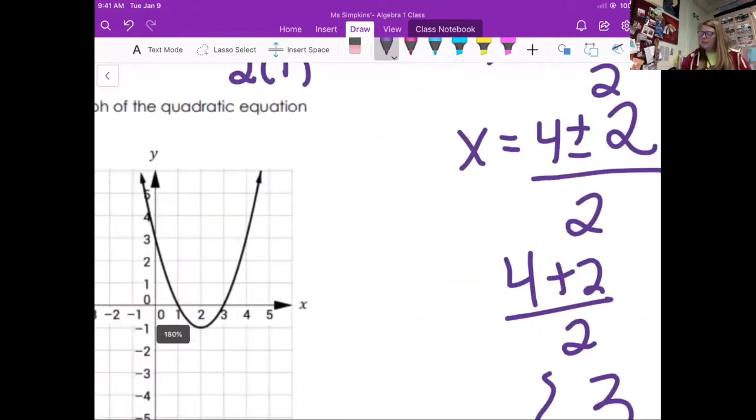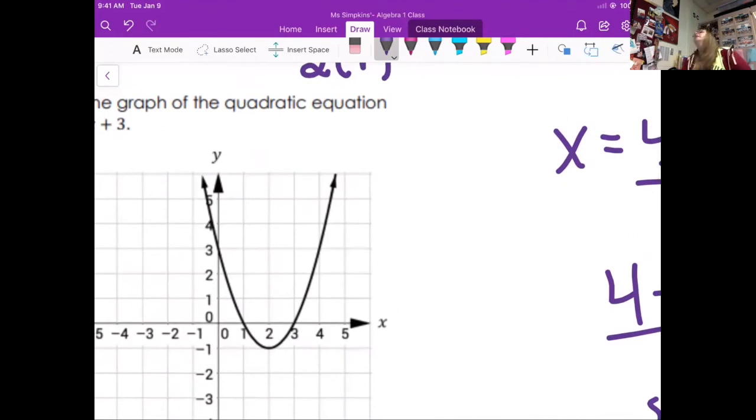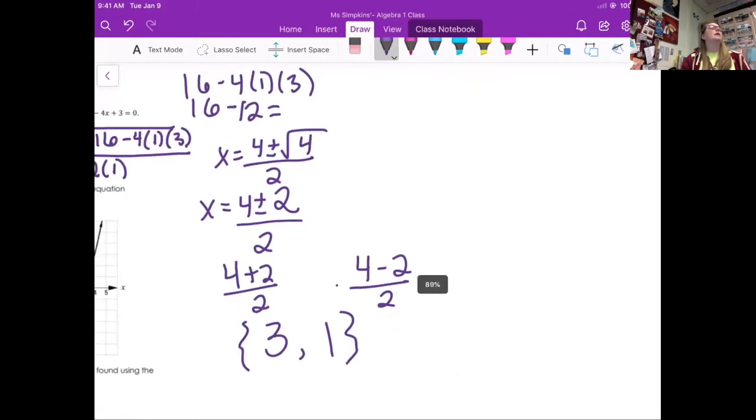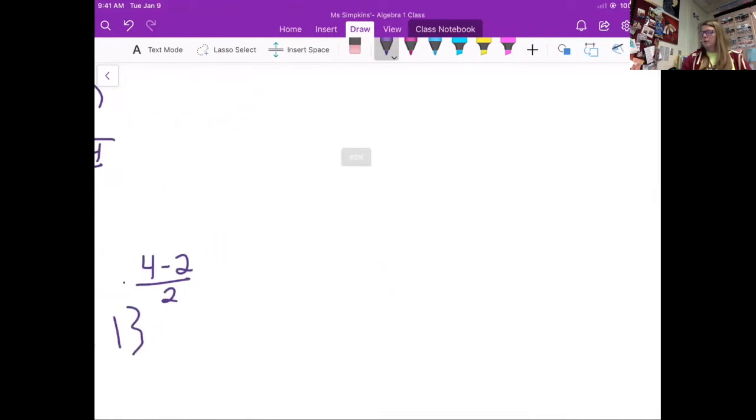And guys, look at this parabola. Where does it cross the x-axis? At 1 and 3. Well, I'm not going to give you the graph every time. There's no graph on the next one, and we're going to do a problem that's not in here. So you either need to be writing this on a sheet of paper, or find some blank space in your book. Life doesn't always give you graphs.